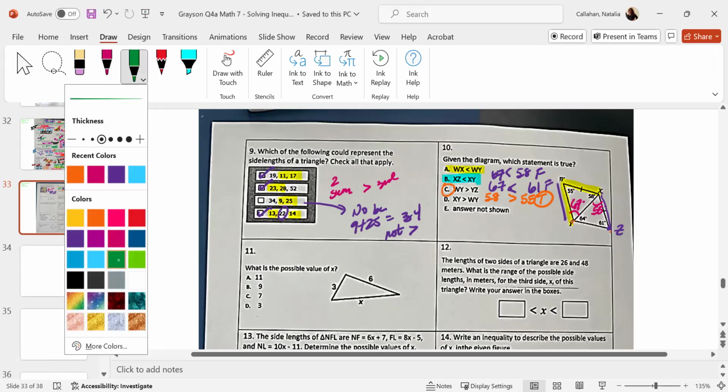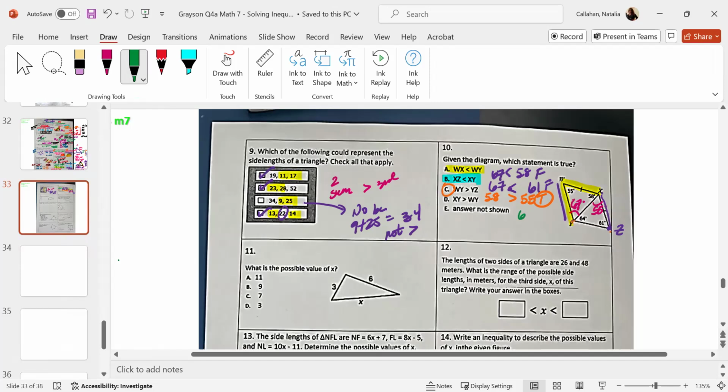XY, 61, is greater than WY. That's also true. So those are the two answers. Well, actually, WX. 67. Oh, wait, hold on a second. Oh, wait, no, opposite of WY is 58. And then XY is 61.